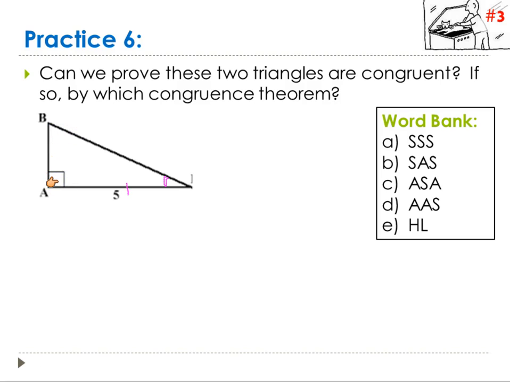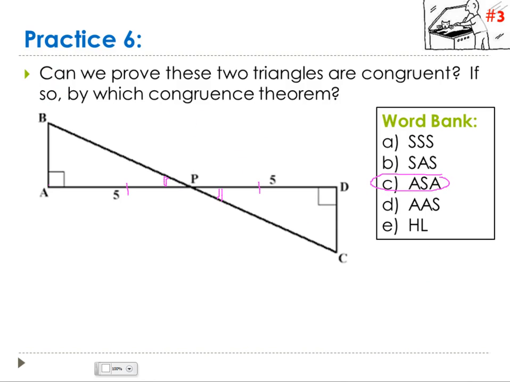Remember that if we have a right angle, maybe it's that hypotenuse leg one. But the hypotenuse, we don't know anything about the hypotenuse. So it's not that. Let's look. Angle, side, angle. The side is tucked in between the two angles. Angle, side, angle. So the angle, side, angle theorem proves that these two triangles are congruent.